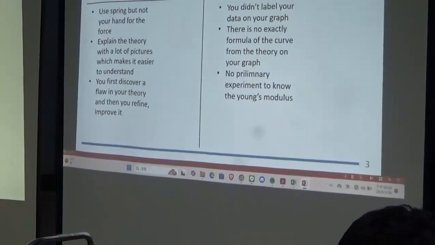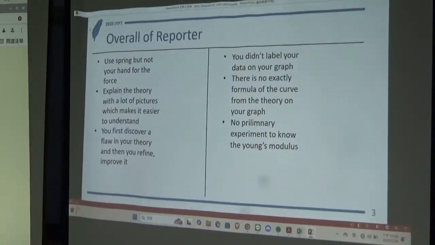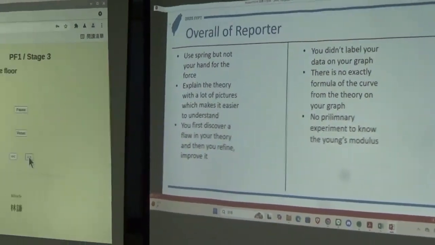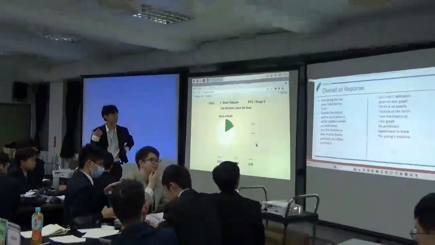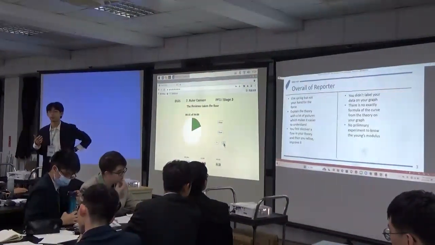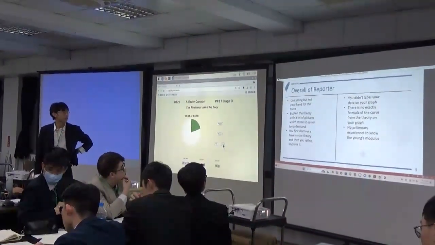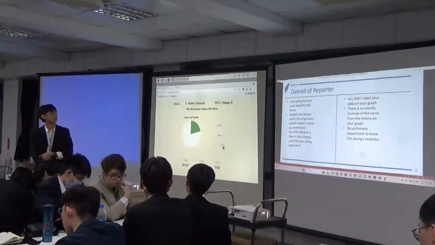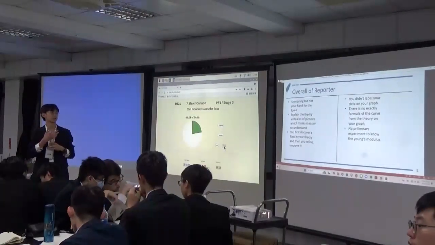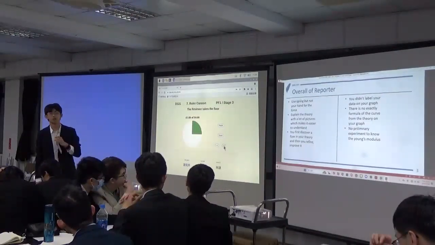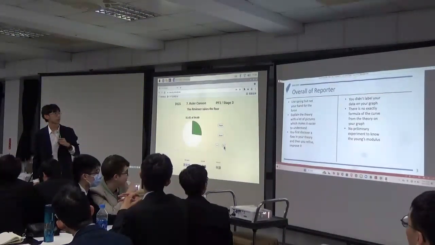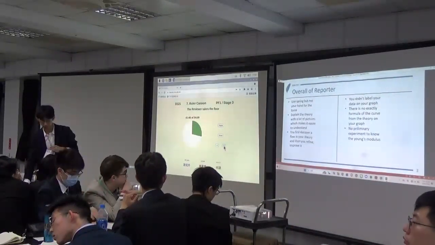The pros are that she used a spring but not her hand to apply the force, so it can be calculated. And then she explained the theory with a lot of pictures, which makes it easier to understand. And the third one is she first discovered a flaw in her theory, and then she refined and improved it. Things she can do better are that she didn't label all her data on her graph. And also, there's no exact formula of the curve from the theory on her graph. And there's no preliminary experiment to find the Young's modulus.